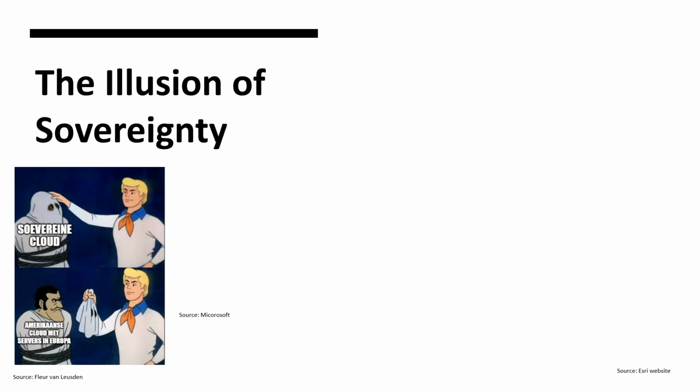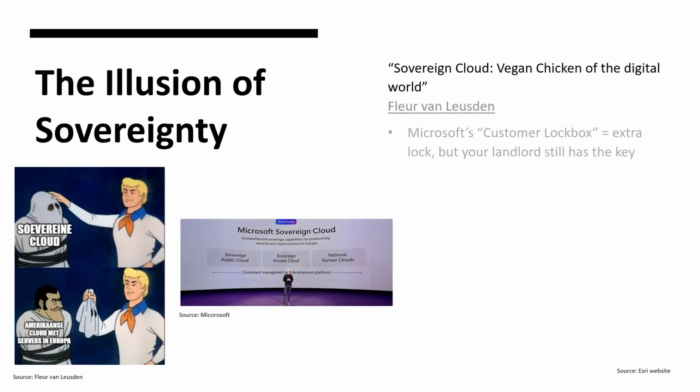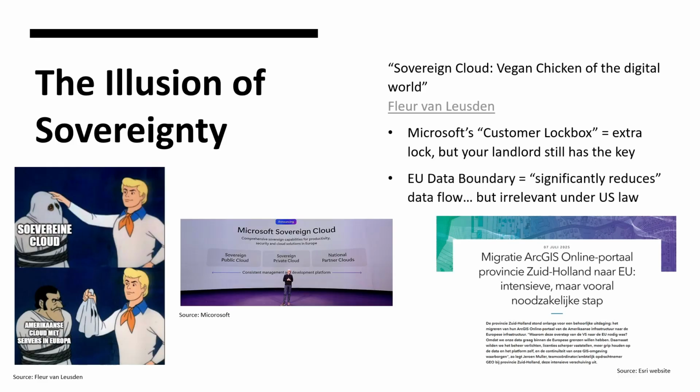Companies often want to create the illusion of sovereignty. Fleur van Leusden captures it brilliantly with her metaphor, the vegan chicken breast of the digital world. Imagine buying a product labeled vegan, only to discover it's actually chicken with a sticker slapped on it. That's what some cloud providers offer when they market sovereign solutions. Take Microsoft Sovereign Cloud, for example. It promises data residency, compliance, and control.